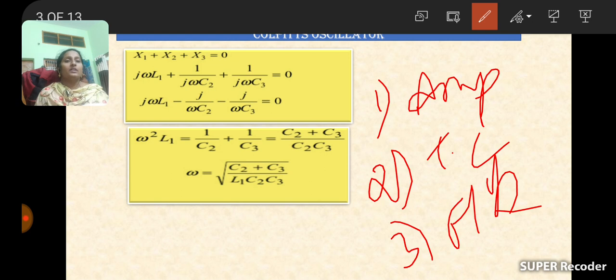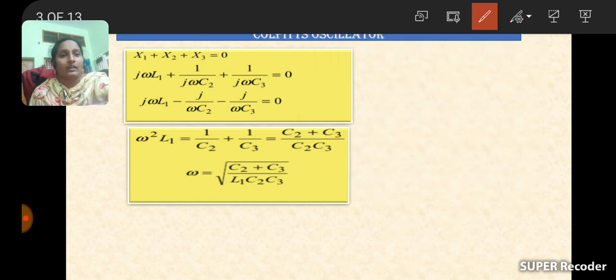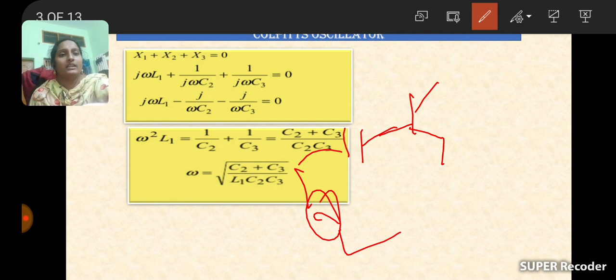And here we are using positive feedback. If the input voltage is in phase with the feedback signal, then the feedback is called positive feedback. These are the requirements we already studied in our last class. In the last class we also discussed two oscillators. The first one is the Hartley oscillator and the other one is the Colpitts oscillator.